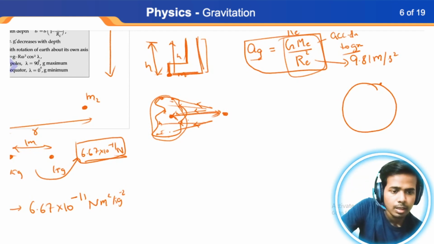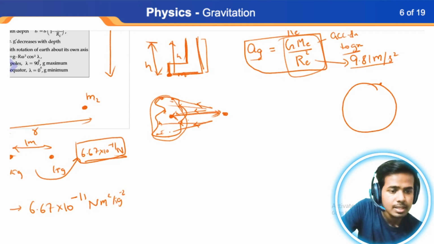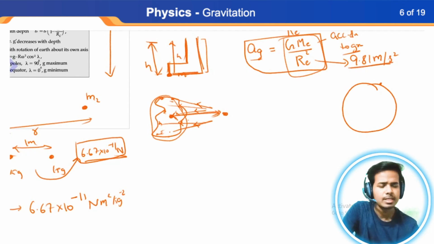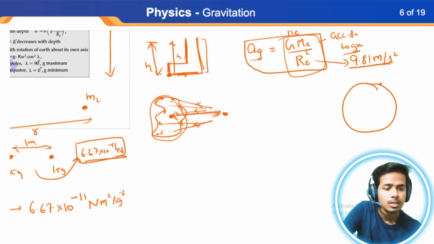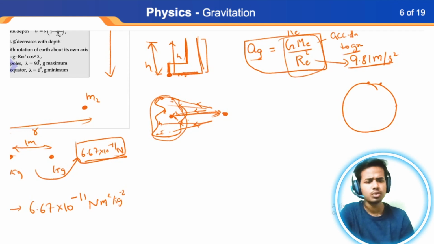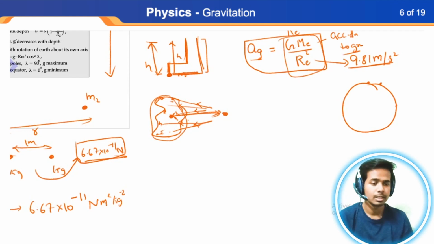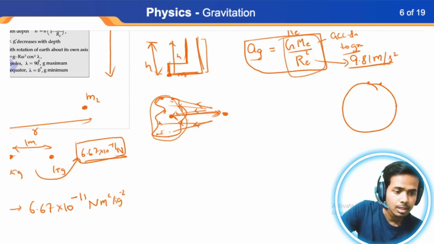And one more fact is that this 9.81 is kind of an average, because it actually varies from the pole to the equator. We will come to that, and after that I'll tell you the aberration that is there. It is not constant.